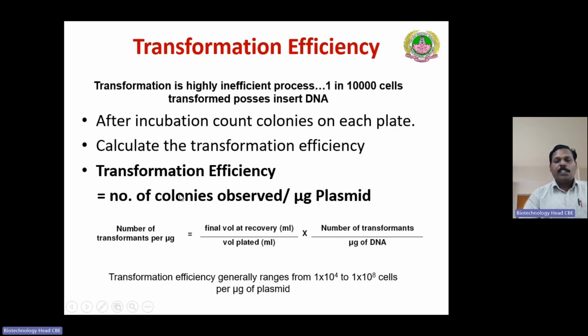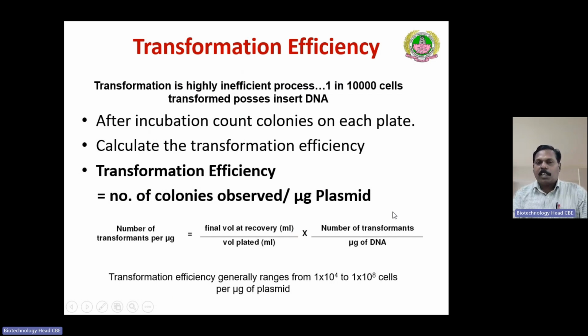So what is the transformation efficiency? Transformation efficiency represents the number of transformed colonies observed per microgram of the plasmid that has been used for construction of recombinant DNA and subsequently mobilized into the host cell. This has a formula: the number of transformants per microgram is equal to the final volume at recovery divided by the volume that is plated onto a medium, multiplied by the number of transformants observed divided by the micrograms of insert DNA. That would tell you the transformation efficiency.